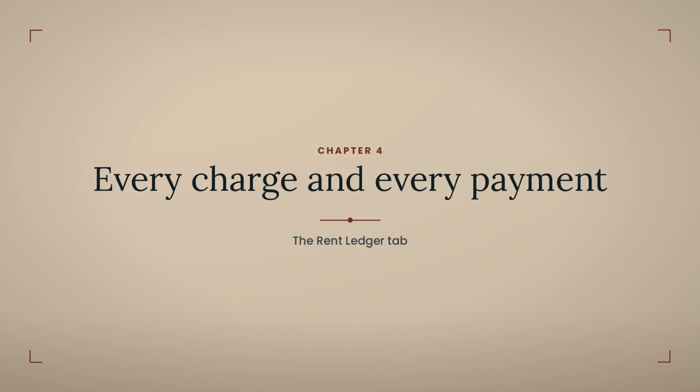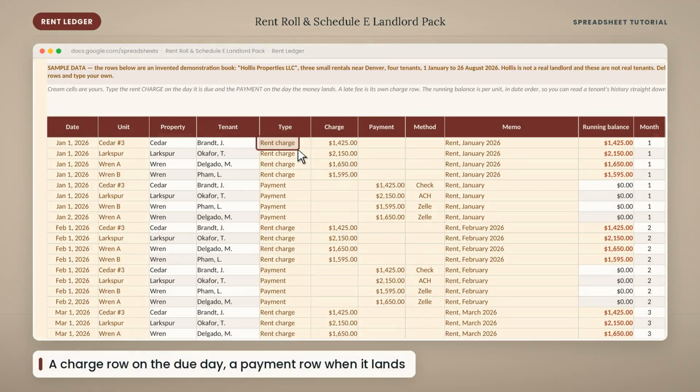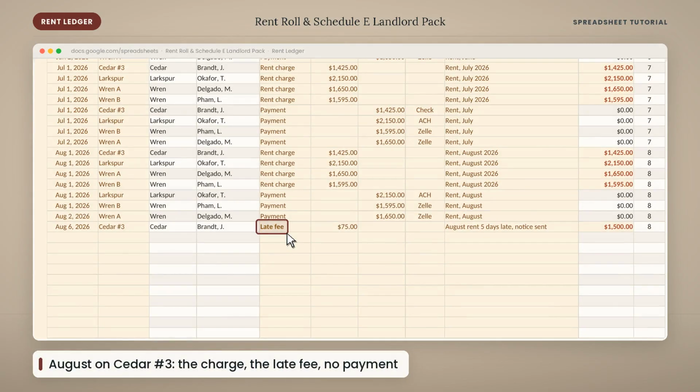Chapter 4. Every charge and every payment. The rent ledger is the only place rent is typed. A charge row on the due day, a payment row when it lands, and a late fee as its own row. The running balance is per unit, in date order. August on Cedar number 3. The charge on the 1st, the $75 late fee after 5 grace days, no payment yet. That is the $1,500 the roll is chasing. Type the payment and the flag clears.